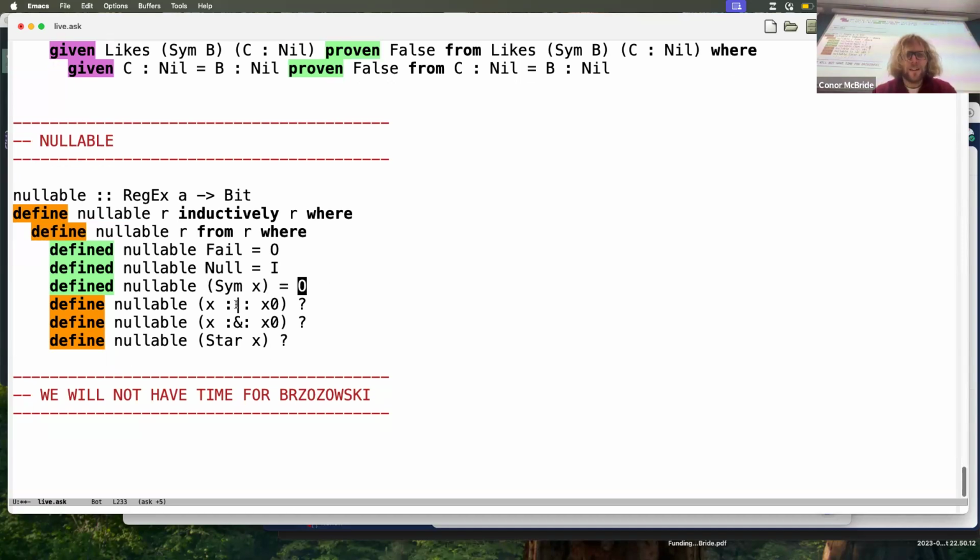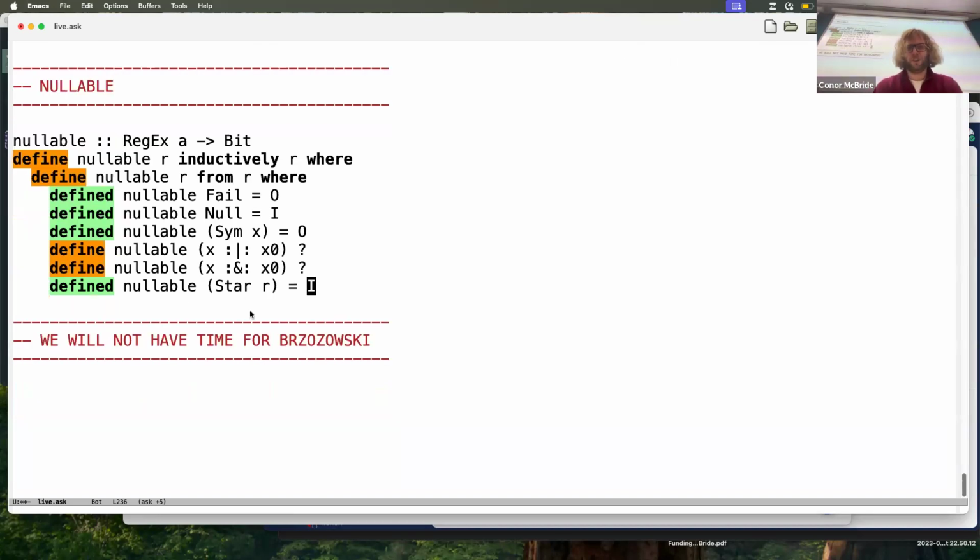Let's see. There's another easy one. Right. Does star r like the empty string? Yes, it does, right? Because we could go around 0 times, in which case it has to be the empty string. So star is usually the complicated thing with regular expressions, but when it comes to the empty string, it's really easy. It just does it.